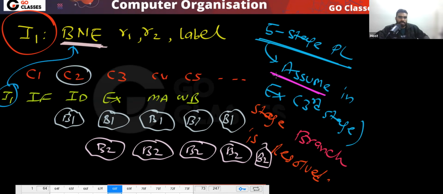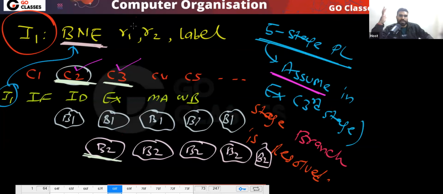KS is asking why bubble in all stages. No, KS, this is just a terminology. It's not that bubbles are happening somewhere in your pipeline. Bubble simply means that in this cycle, you are not fetching anything. That is your bubble, that is your two stalls.